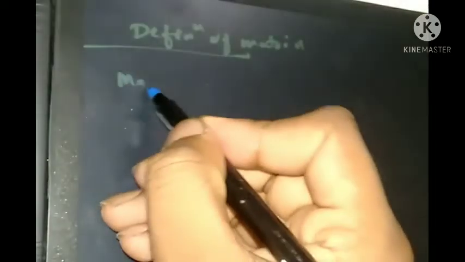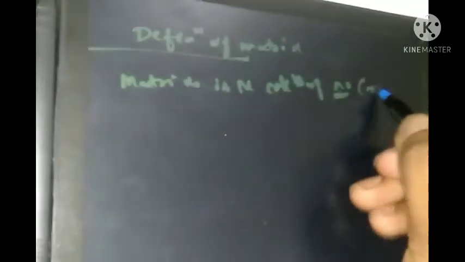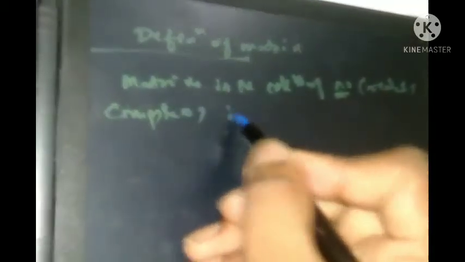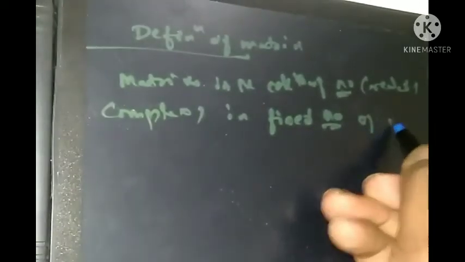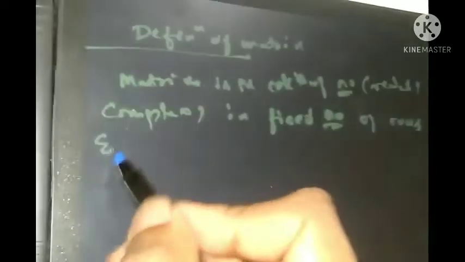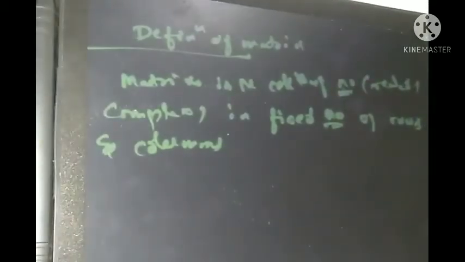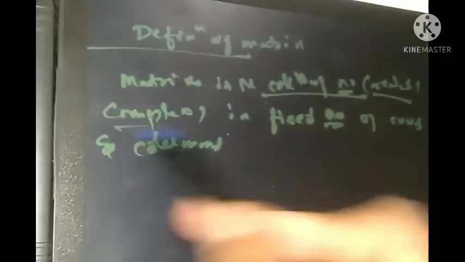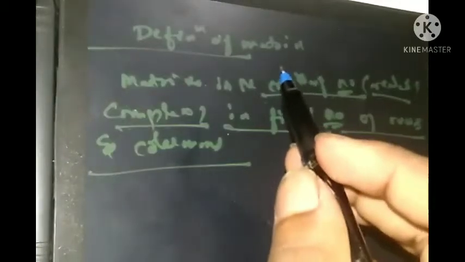Matrix is the collection of numbers, that is real or complex, in a fixed number of rows and columns. This is the definition of matrix. This is called a matrix.